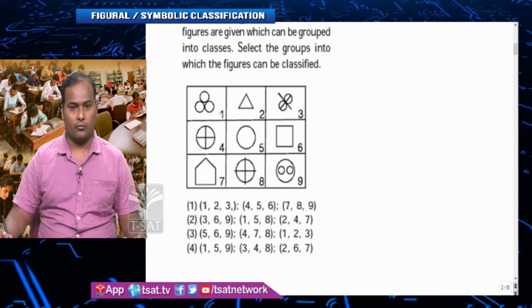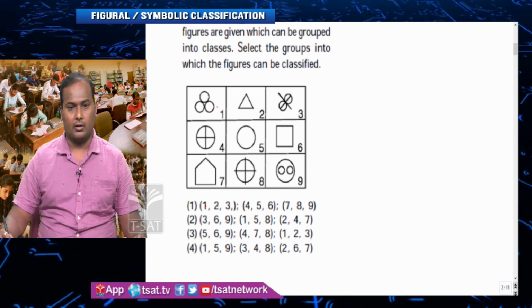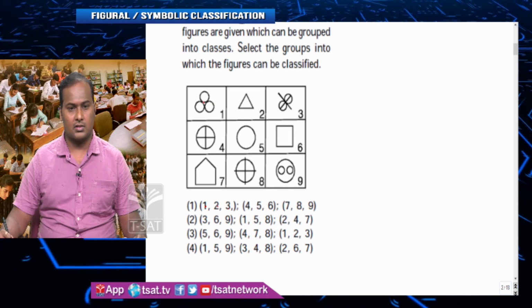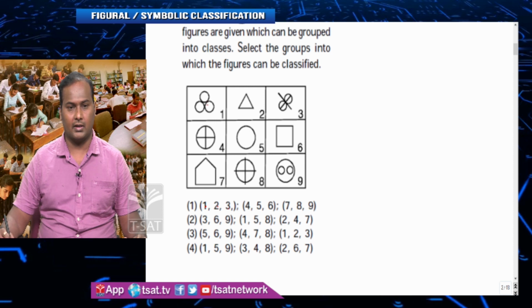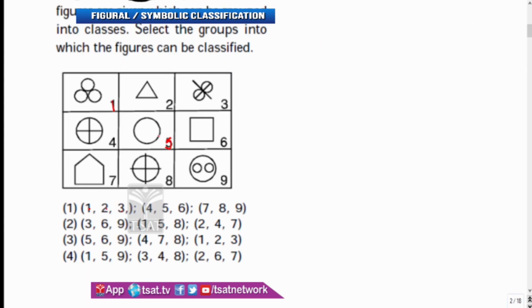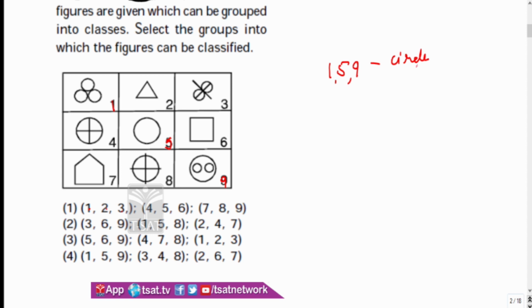If you see block 1, in this case you have a circle. So find out in which other figures you can find a circle. That is 1, 5 and 9. In these 3 cases, I can see circles. So obviously, based upon the character of circle, 1, 5, 9 will become one particular group, because here you have a circle.